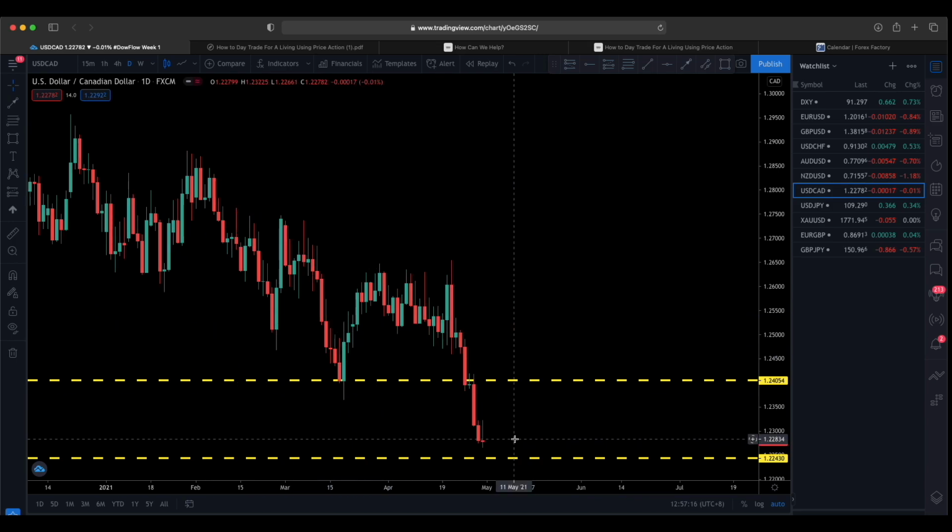Now let's talk about where to sell. We need a price level to sell. We don't just sell because the price is bearish. So right here is obviously the good level.